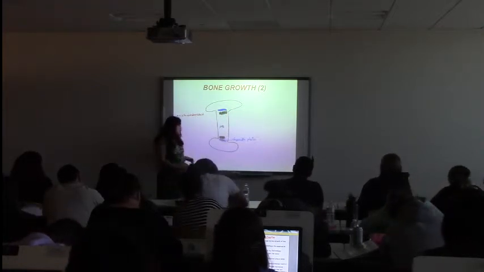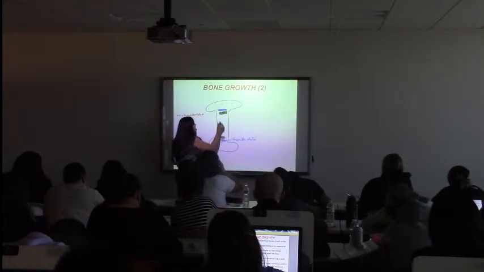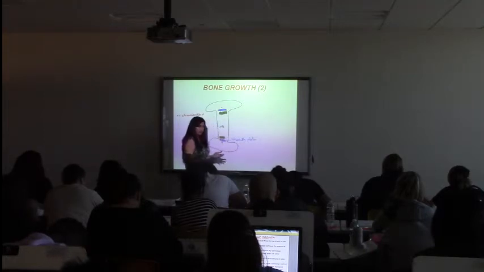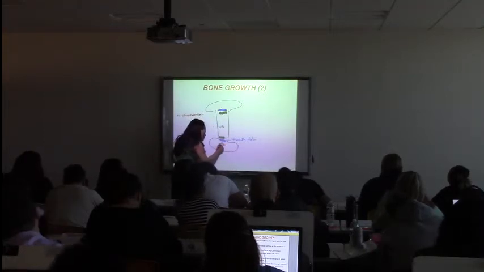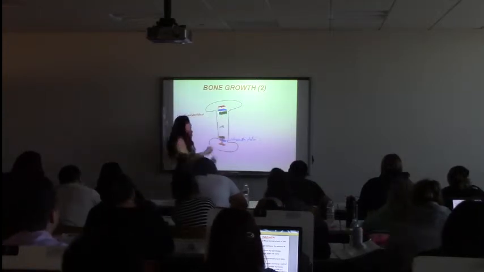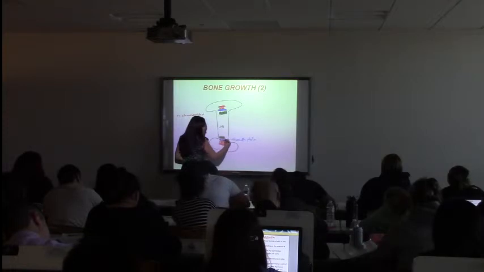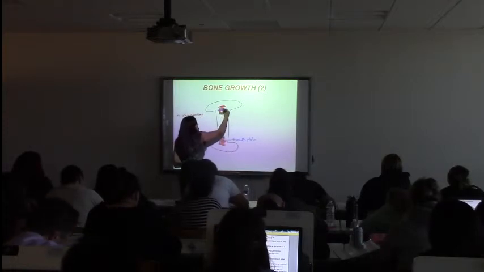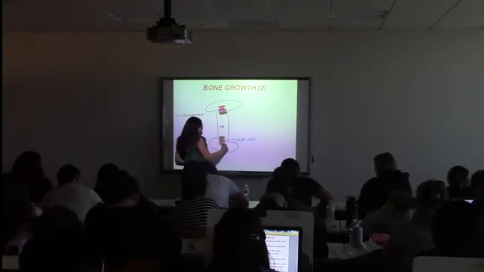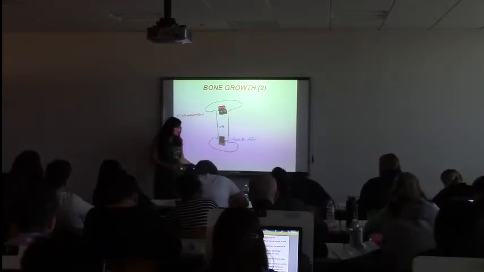Okay? As soon as the cartilage is converted to bone, what happens? The epiphyseal growth plate moves farther apart. And because it moves farther apart, it does the same thing. It creates cartilage. And that cartilage is once again converted to bone. Does that make sense? Okay?